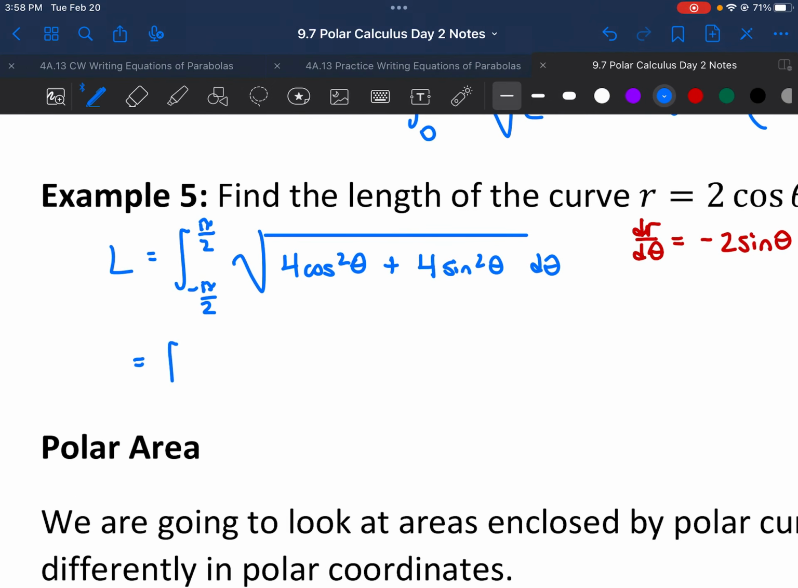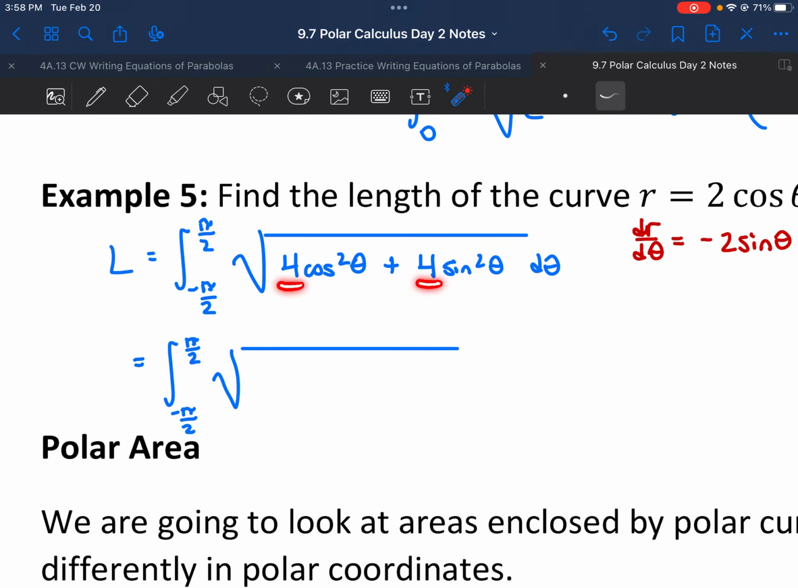There's a cool little property that's going to apply. Hopefully you see it. If you don't, we'll see in just a second. I'm going to factor out the 4.